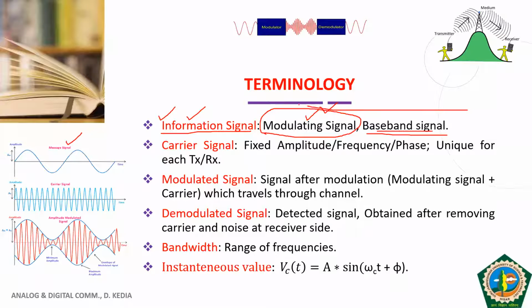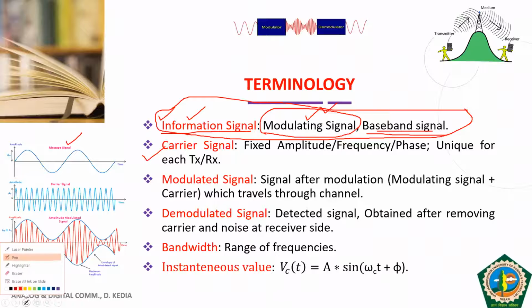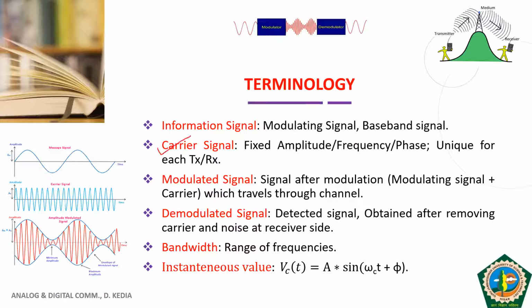All these things, information signal, modulating signal, baseband signal, message signal, these are signals without modulation, before modulation. So you have to memorize these terms: modulating signal and baseband signal. These are your message signal. Next is your carrier signal, which I have already talked about. Your carrier signal has fixed amplitude or frequency or phase, and this carrier signal is unique for each transmitter and receiver, and this is our carrier signal.